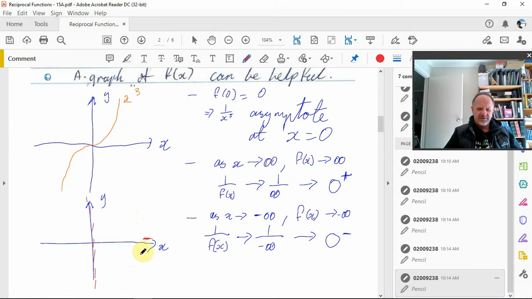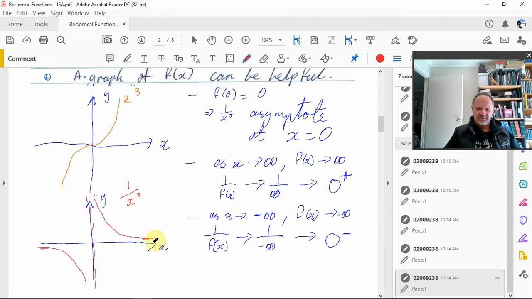From the positive side. So as x gets bigger, y gets smaller towards 0. Over here, as x gets bigger in the negative direction, it goes towards 0 again, but from the negative side. So down here, I want to talk about from the negative side. So it gets smaller towards 0 from the negative side. And so this graph I've now got is 1 on x cubed.